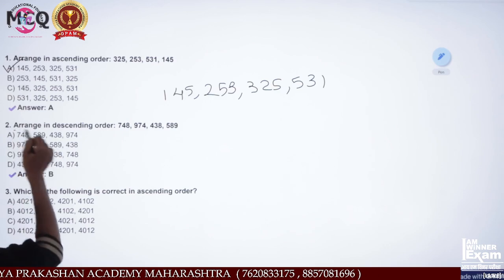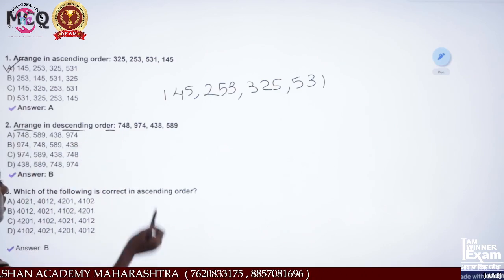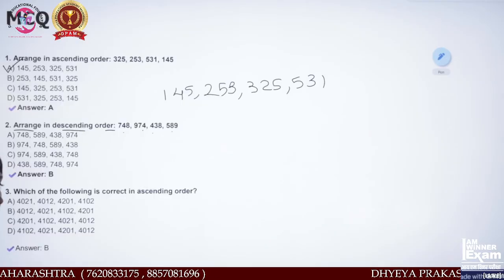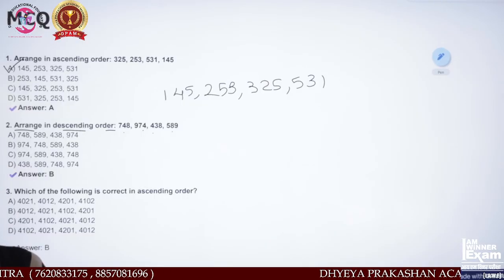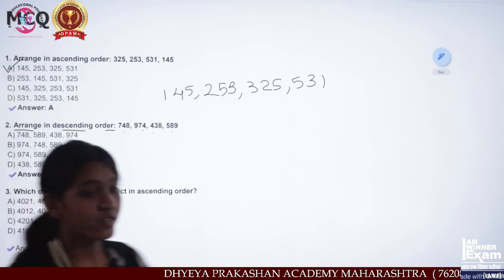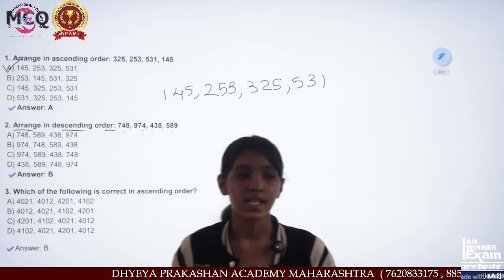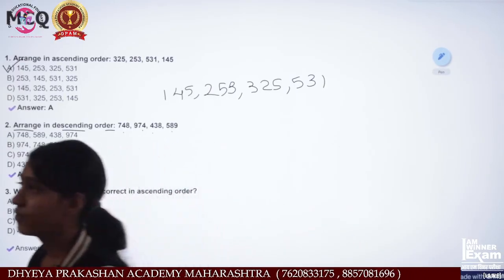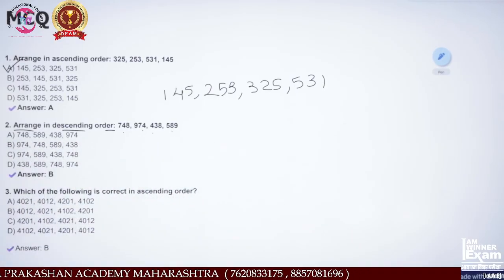Again, another question. Arrange these four numbers in descending order. First of all, what is the descending order? Descending order is nothing but a series of numbers that starts from biggest to smallest. We have to write the biggest first. Then let's find out which number is the biggest among these four.